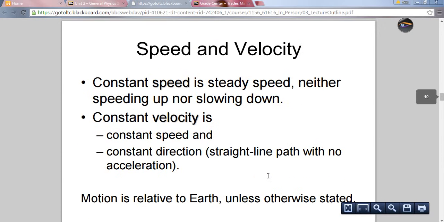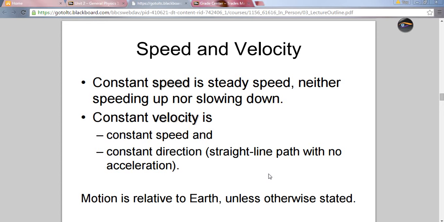Now, speed and velocity sometimes are used interchangeably. And again, the only difference between them is velocity is the addition of a direction. Now, we say that speed is called a scalar quantity because it only needs one variable or one magnitude to fully define it.